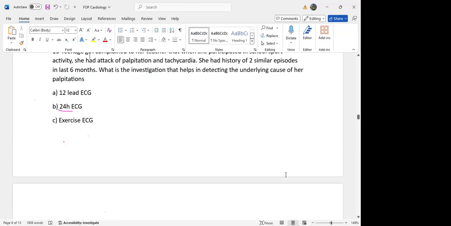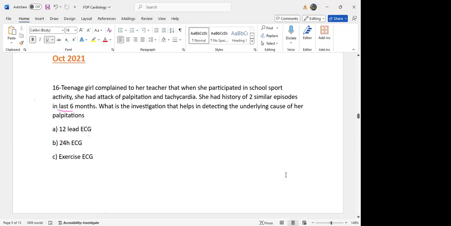Next, this is a teenage girl who complained to her teacher that when she participated in school sport activity, she had an attack of palpitation and tachycardia. So please be very clear about the symptoms they are presenting with. If they tell you the child presented with syncope, the differentials would be different. If the child presented with palpitation and tachycardia, then you should think about a different diagnosis. Most likely you will think more about arrhythmias here.